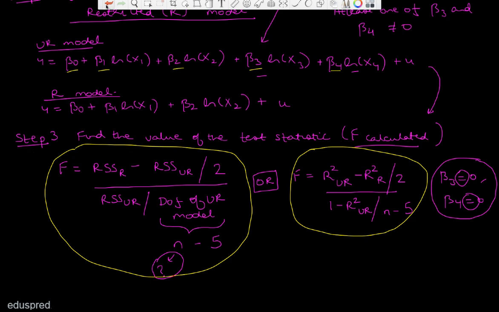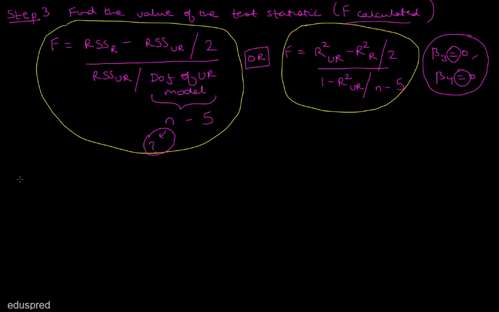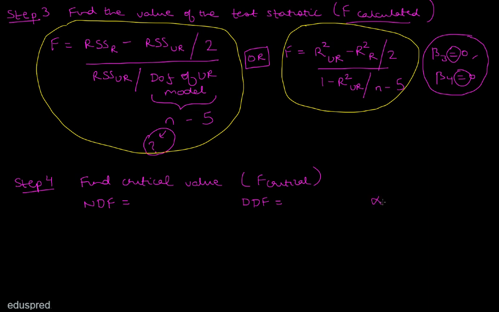Now let's move to step number 4. The step number 4 is to find the critical value from the F table. So find critical value from the F table, and I'm going to call this value as F critical. Now, if you want to find the critical value from the F table, there are three things that you need to know. You need to know the numerator degrees of freedom, which I'm calling NDF. You need to know the denominator degrees of freedom, which I'm calling DDF. And you need to know the level of significance, which I'm calling alpha.